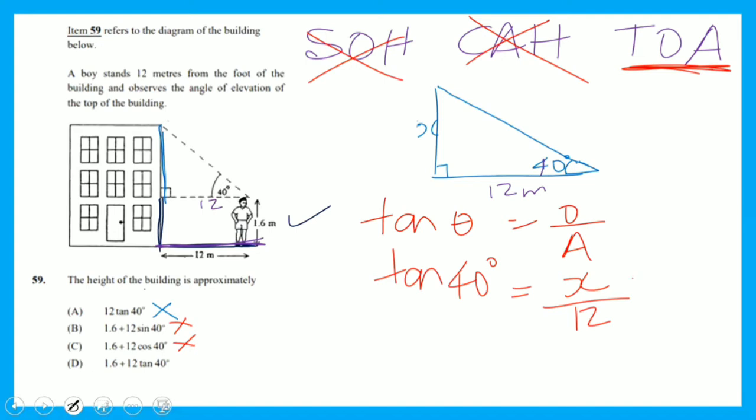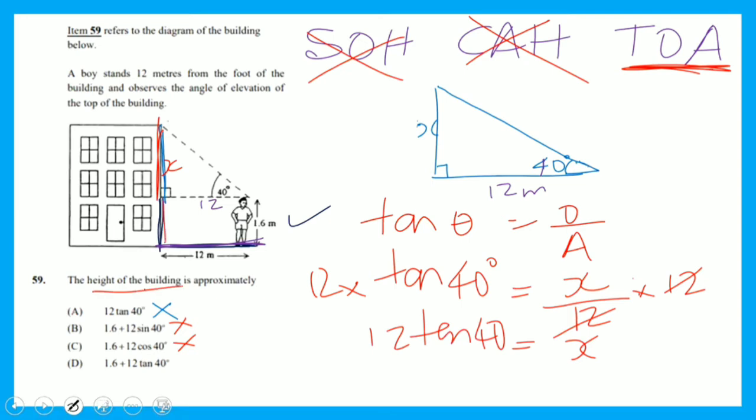All right, and we want to find x, so we get rid of 12. Multiply both sides by 12. So now we have x, which is this distance, x. The other piece of the height of the building is equal to 12 tan 40 degrees. And we did say our total height of the building would be this 1.6 here plus x. And that makes this. Final question for the entire week, for the year.